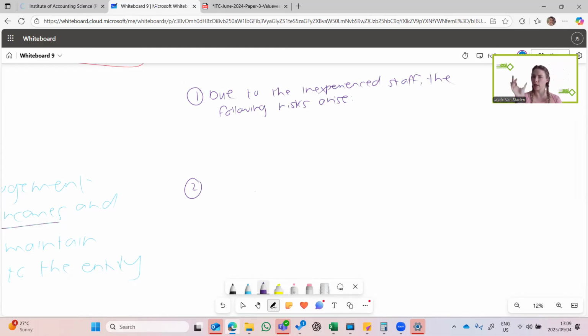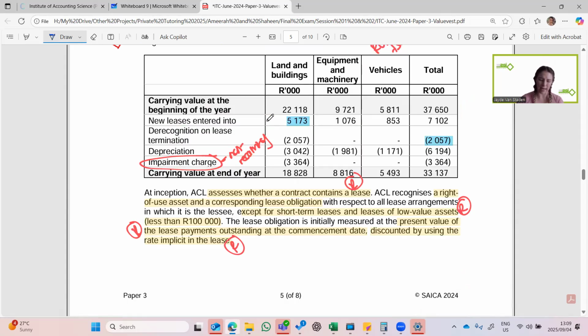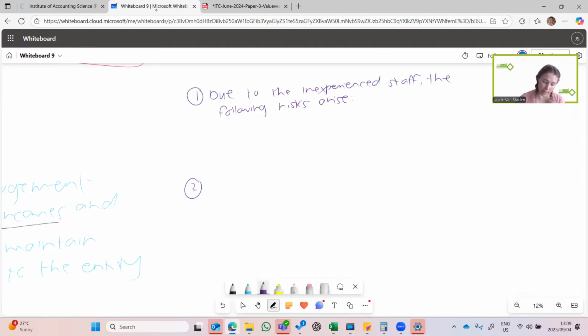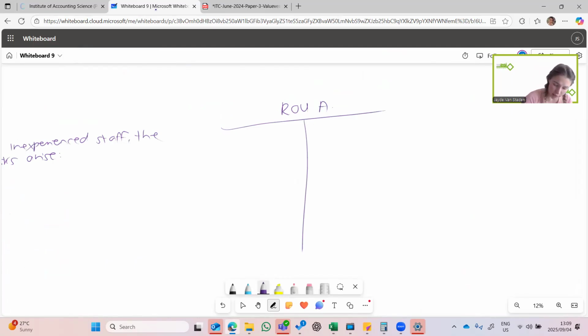Okay, so now I've grouped my trigger and I'm going to list the effects associated with this inexperienced staff. So if I go back to my scenario, first thing we're going to look at, and this is where we want to understand our assertions, is new leases entered into, and this is going to help you with your substantive procedures as well. What we're going to do is draw a little T account. So we've got the right of use asset. With our right of use asset, we can see there's an opening balance. Cool. Then we've got additions.